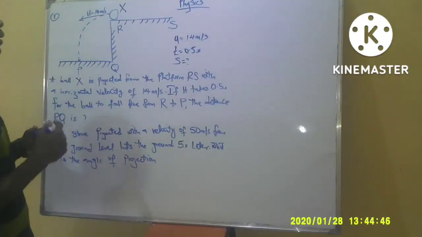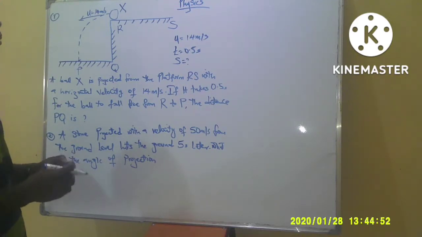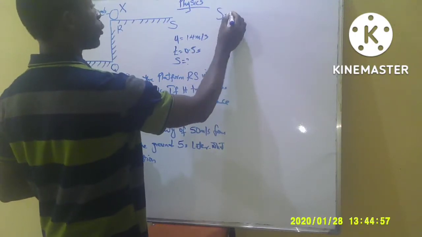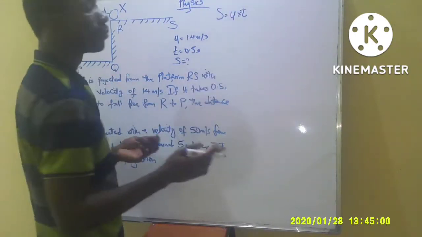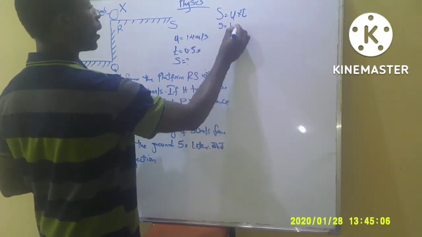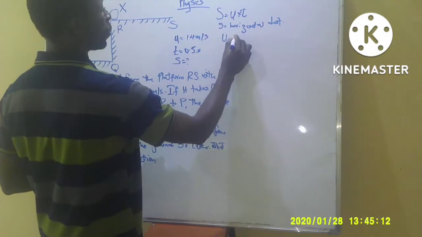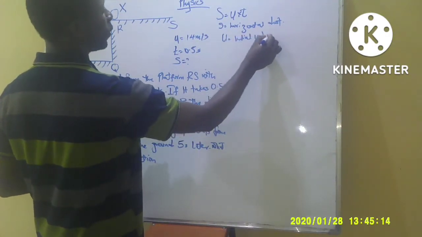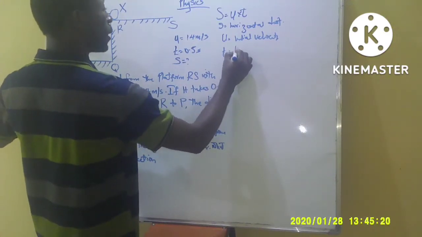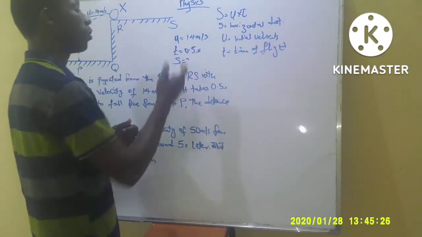So the horizontal distance, of course, is a very, very simple question. So what do you do when you see a question like this? X, horizontal distance, is equal to u times t, initial velocity times the time. So x is the horizontal distance, u is the initial velocity, and t is the time, let's call it time of flight.